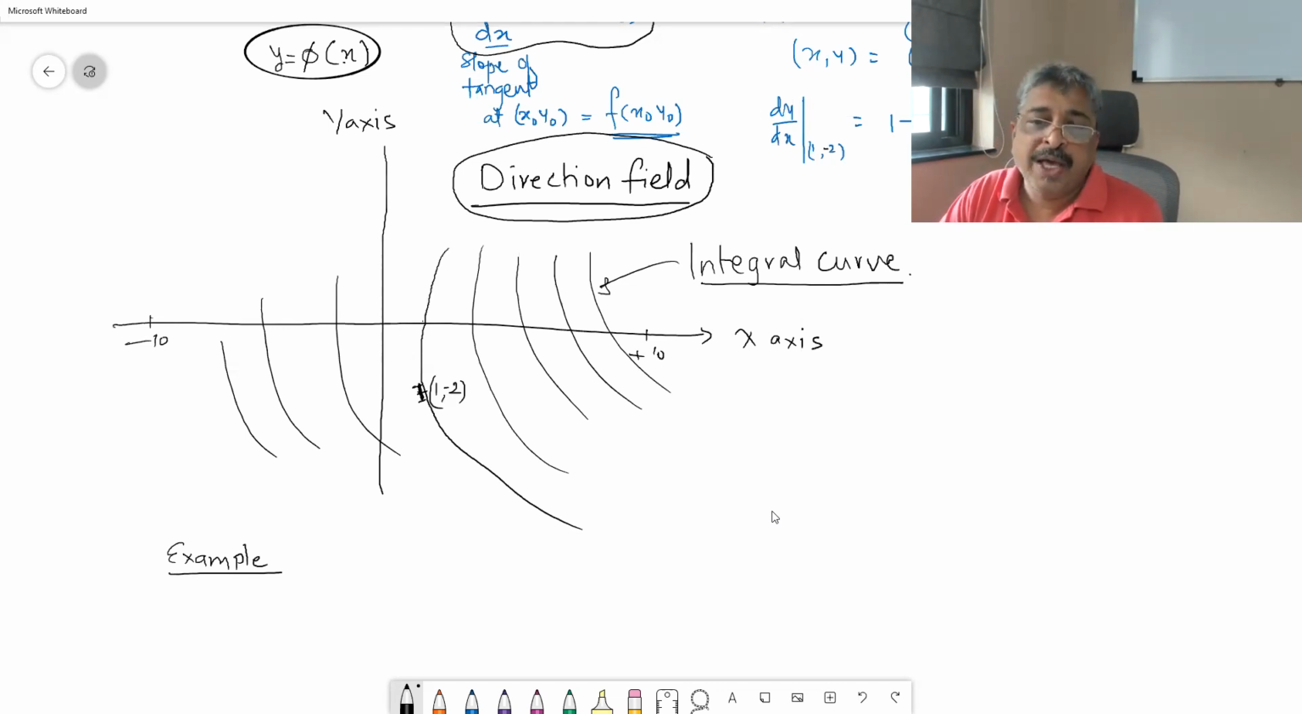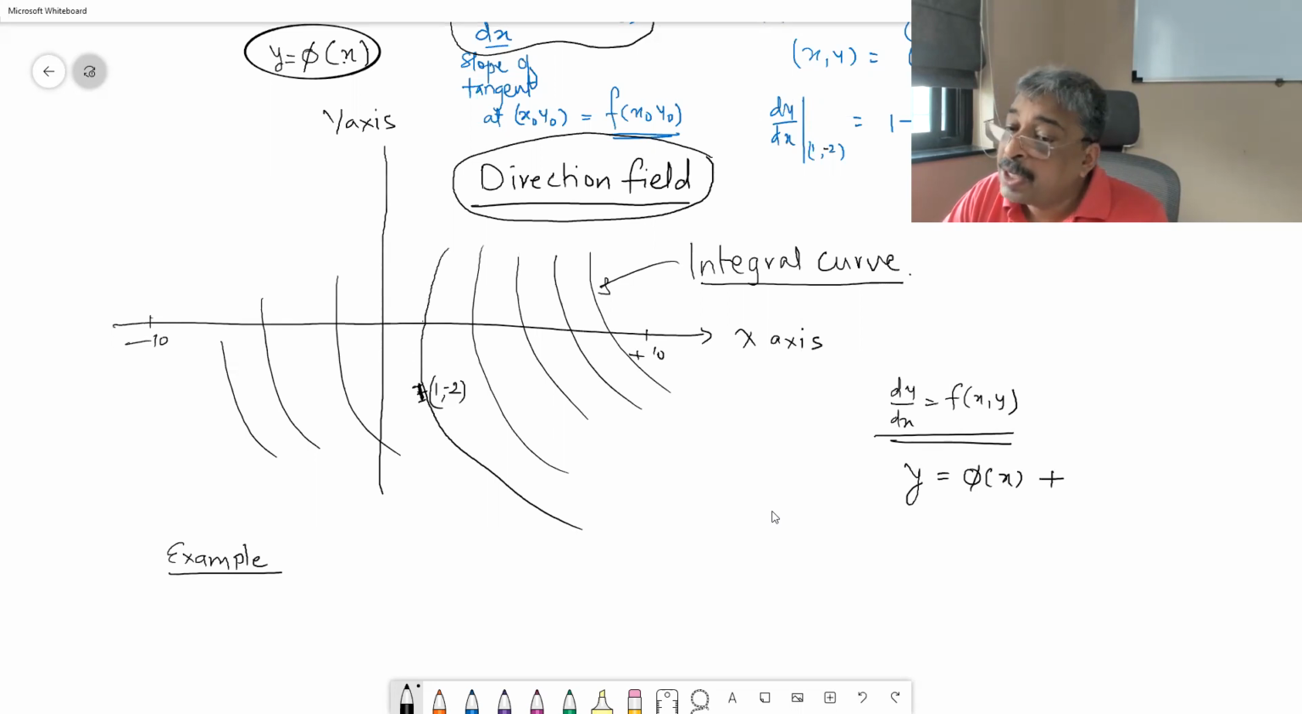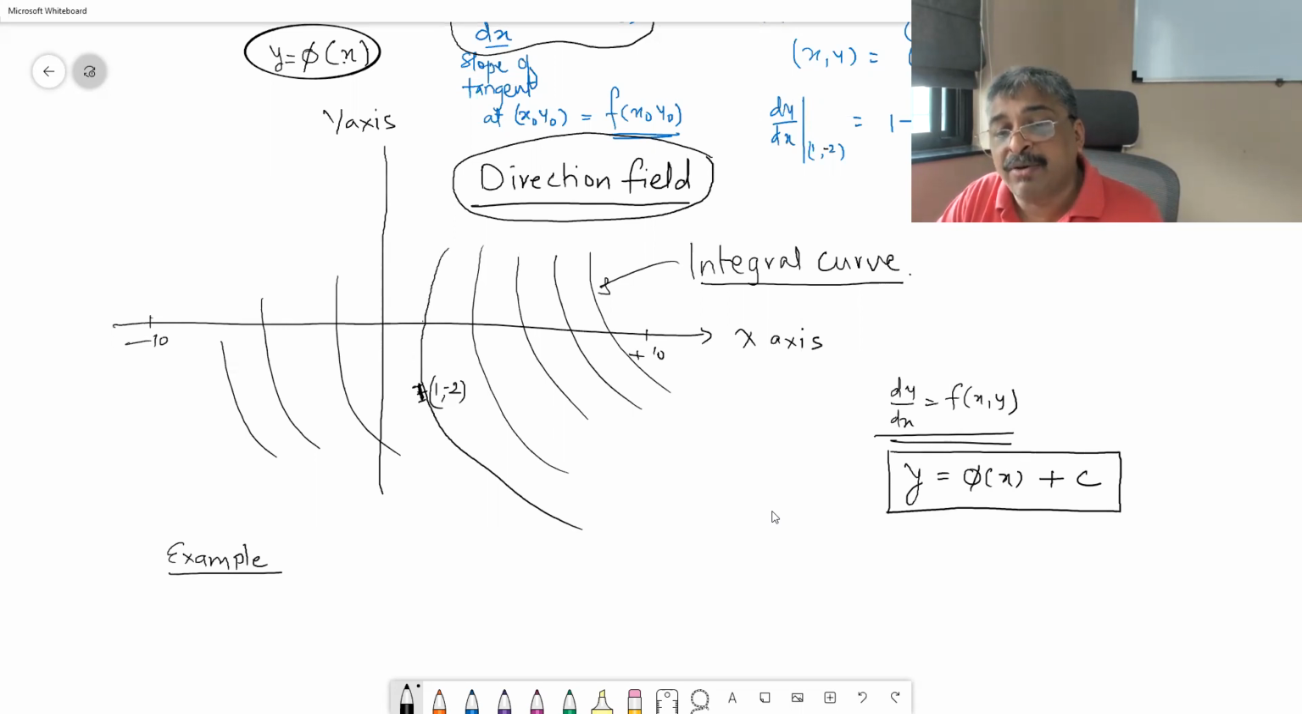Now, suppose we have a differential equation dy/dx = f(x, y) and we solve it. We end up getting something like y = phi(x) + c, because we are practically finding the antiderivative, and therefore this constant of integration will always be there, and that is your unknown.